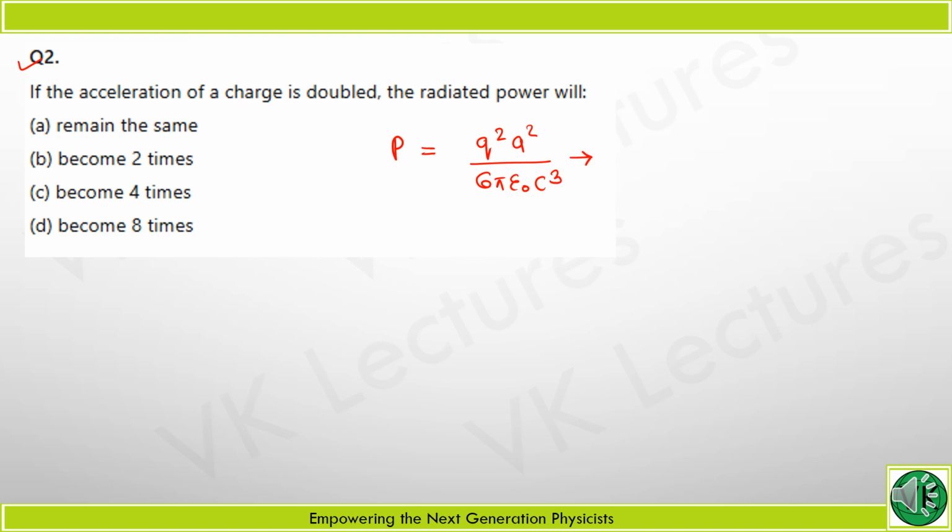Now the question is, if the acceleration of the charge is doubled, so A is doubled means A becomes 2 times A. So A square becomes 2A whole squared, that means 4A square. It becomes 4 times, so the power radiated increases by 4 times.